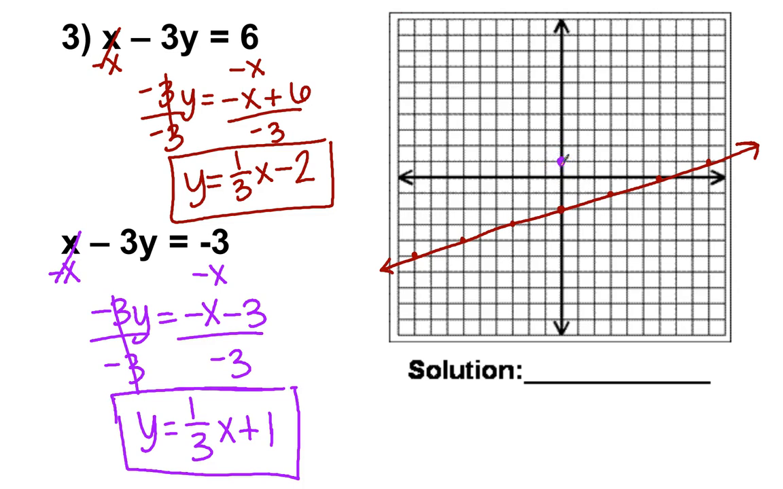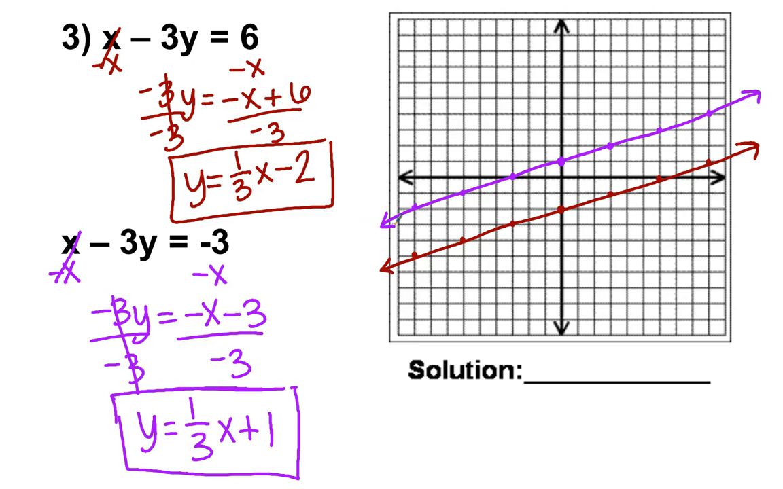And then up 1 over 3. Up 1 over 3. And then down 1 over 3. There we go. Graph my lines. Perfect. So this is why this is a special case.